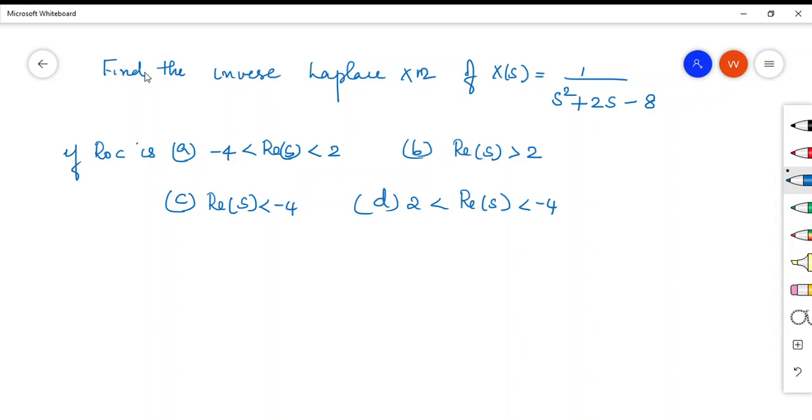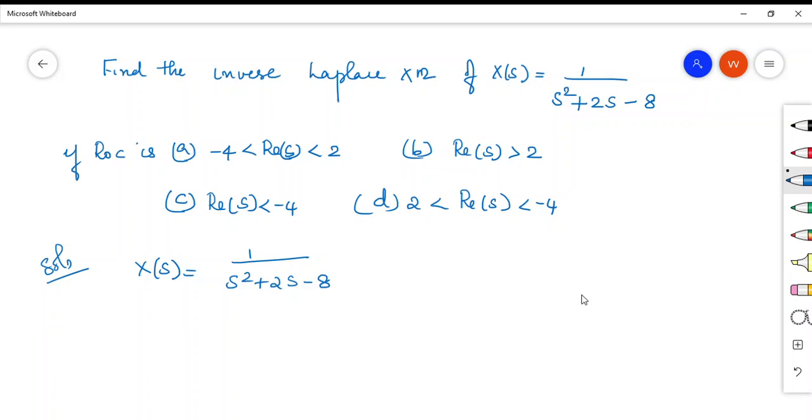The next problem is you have to find the inverse Laplace transform of X(s), which is given as equal to 1 divided by s square plus 2s minus 8, and the region of convergence is given. You are provided with 4 regions of convergence, and in these 4 cases you have to find the inverse Laplace transform.